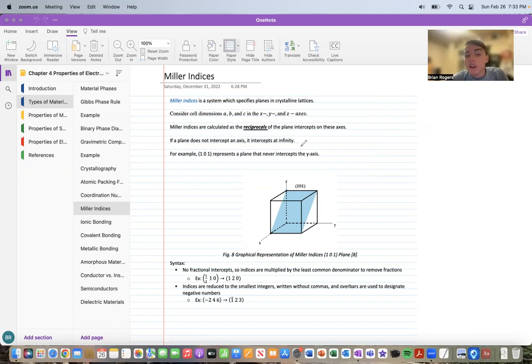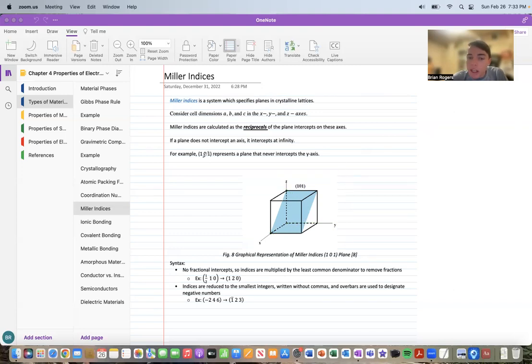If a plane does not intercept an axis, see how in this diagram it is not intercepting. Our X is coming outwards and it's not touching the Y-intercept. It touches the X and the Z, but it doesn't look like it's going to touch the Y-intercept here. It's just going to pass by it, but it touches our X and our Z axes. The big thing here is it's never going to intercept the Y axis.